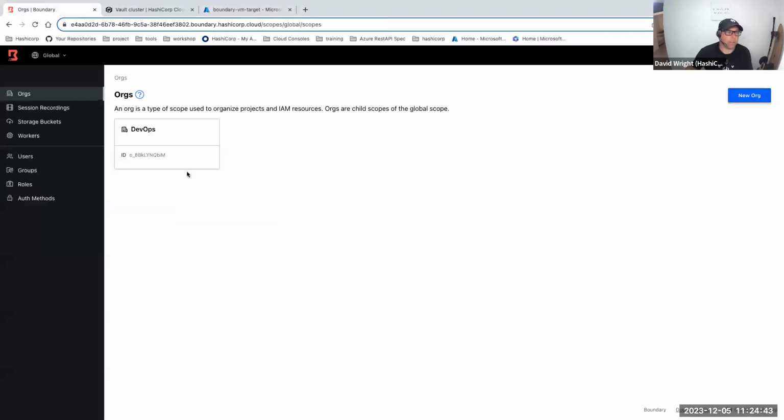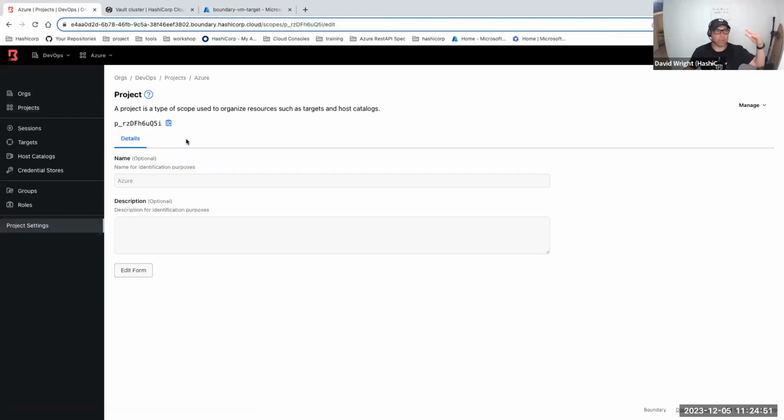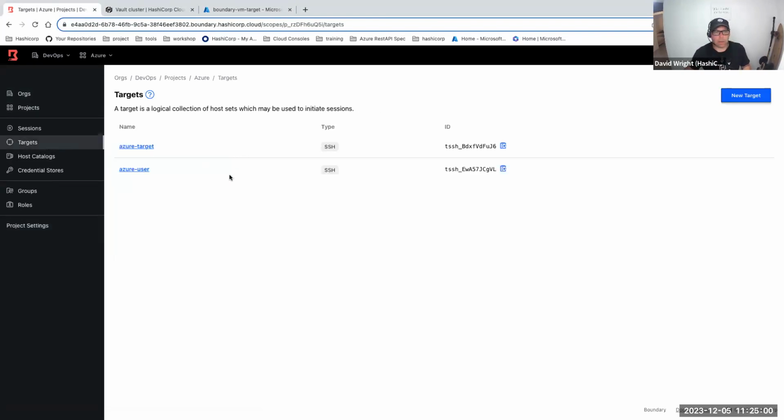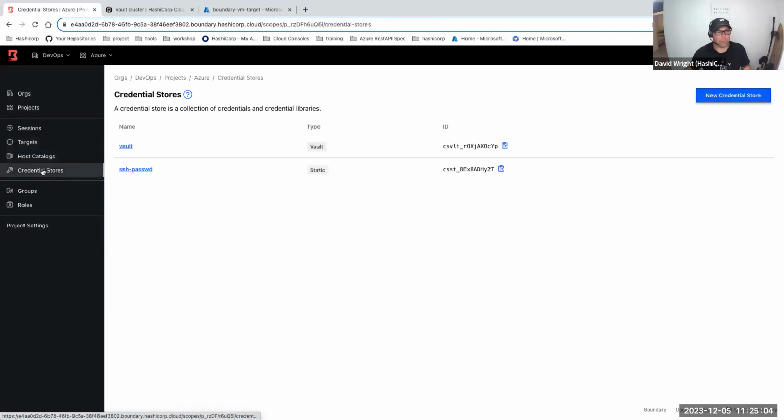So in Boundary, as I said, we have our project. So this is an overall organization. We've then broken down in that organization for our Azure construct. So you can start to see how we've defined those different hierarchies. Within this, we have defined our targets, and we also have our credential store. So in this, we have our credentials around how we're going to connect, and what we're going to use.